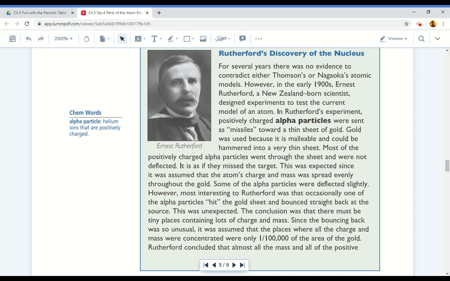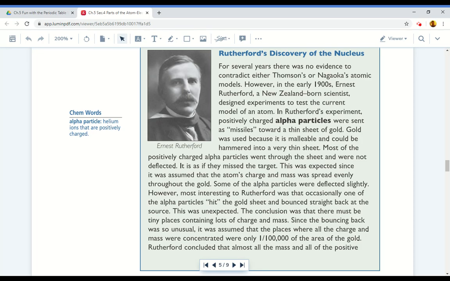positively charged alpha particles were sent as missiles toward a thin sheet of gold. Gold was used because it is malleable and could be hammered into a very thin sheet. Most of the positively charged alpha particles went through the sheet and were not deflected. It is as if they missed the target. This was expected since it was assumed that the atom's charge and mass was spread evenly throughout the gold. Some of the alpha particles were deflected slightly.